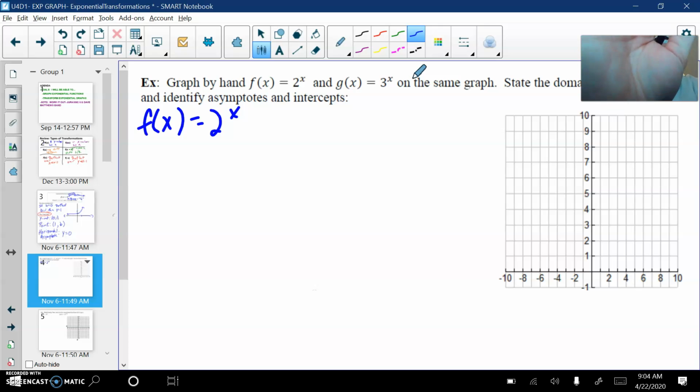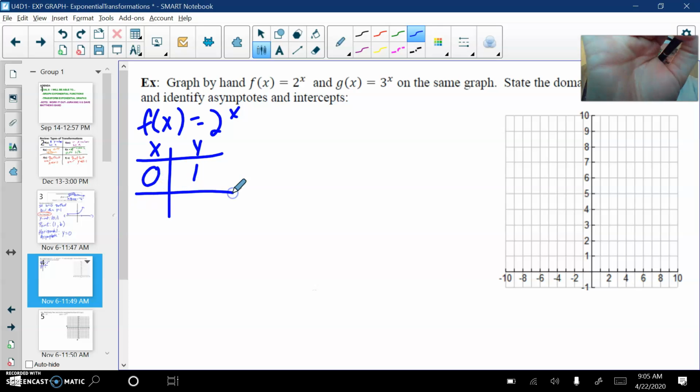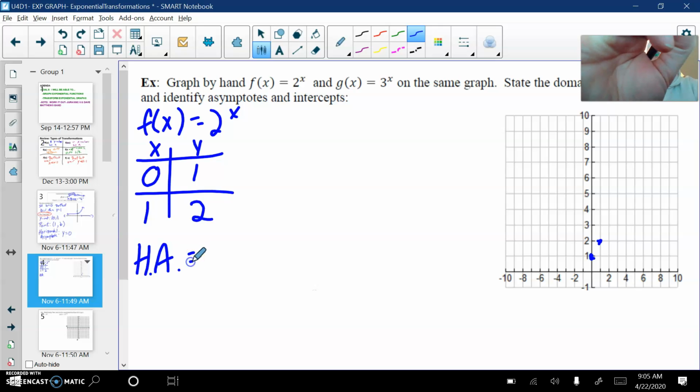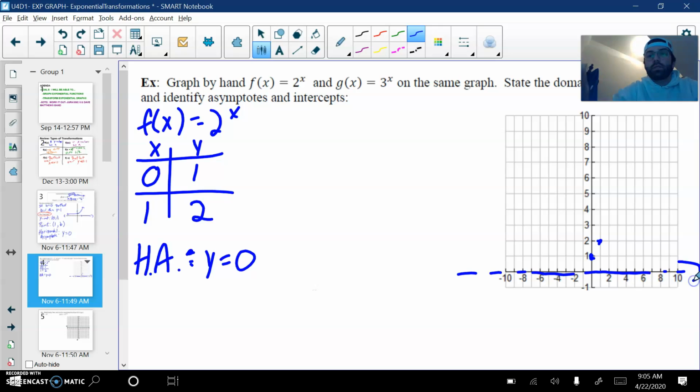So if I think about my graph, if I have x comma y, if my input is 0, my output is 1. If my input is 1, my output is my base, so 2. Those are my two points, (0, 1) and (1, 2). My horizontal asymptote, which I'll abbreviate HA, is going to be y equals 0, since there wasn't a vertical shift. We always write our horizontal asymptotes as dotted lines.